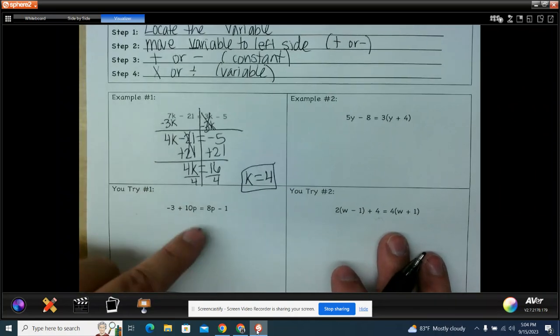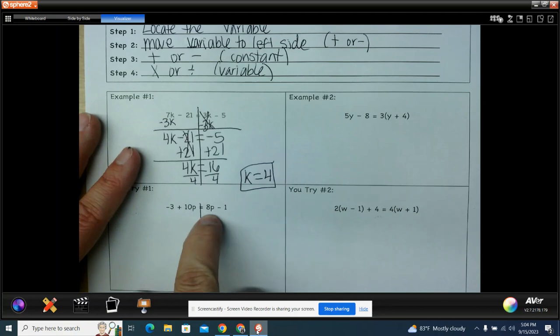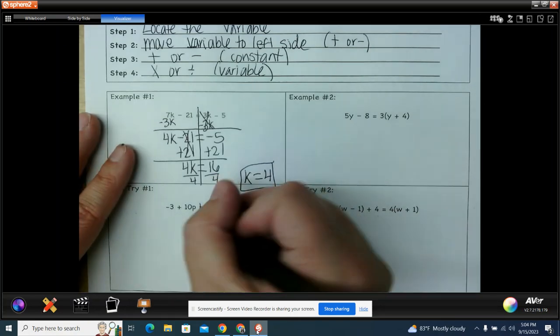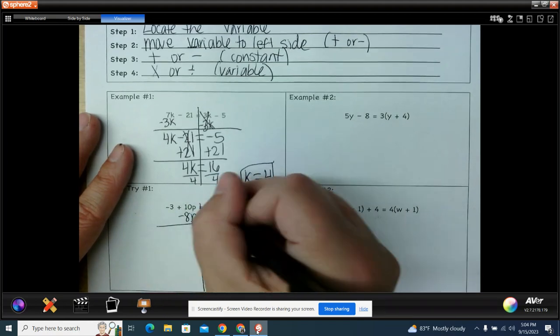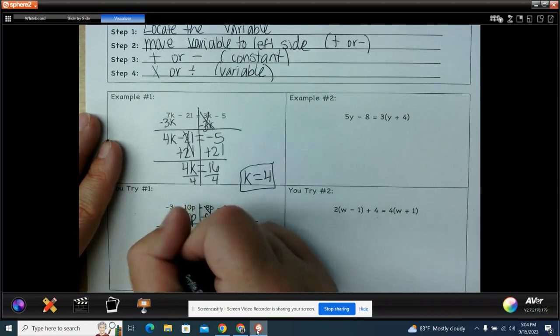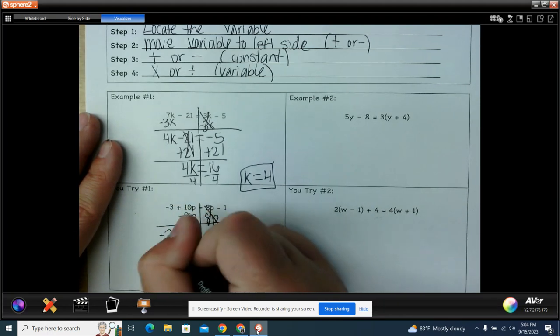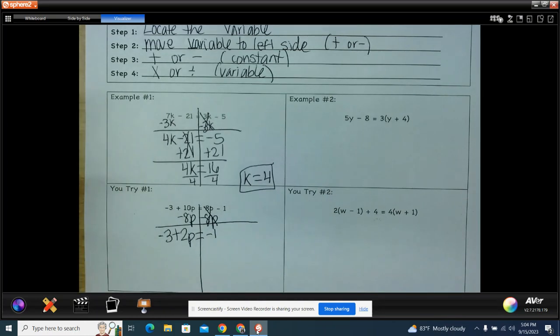All right, so let's try this one down below. So find our variable. What we're going to move is 8p, one on the left side. So we're going to do that by doing the opposite, which is minus 8p. That will cancel. 10 minus 8 is 2. So we're going to get a negative 3 plus 2p equals negative 1.